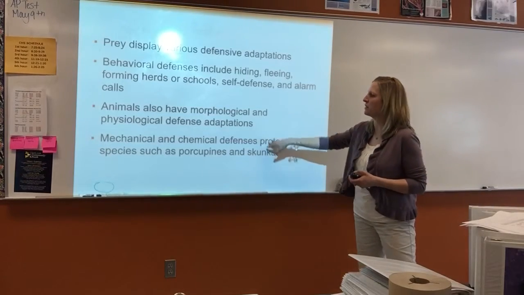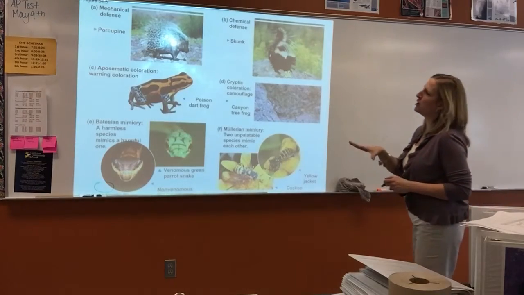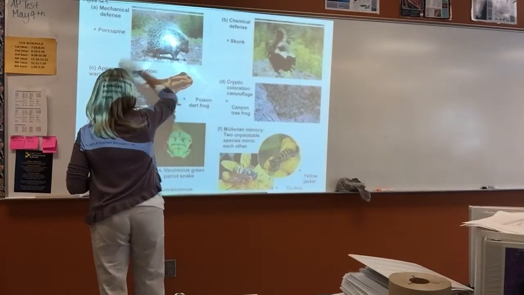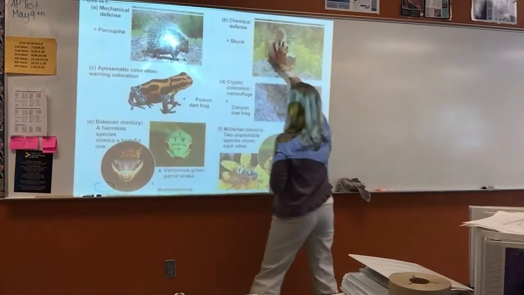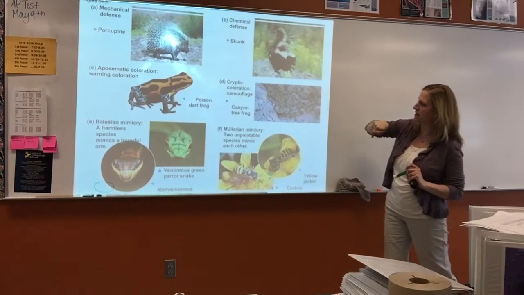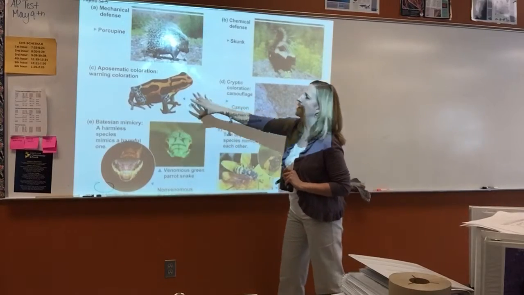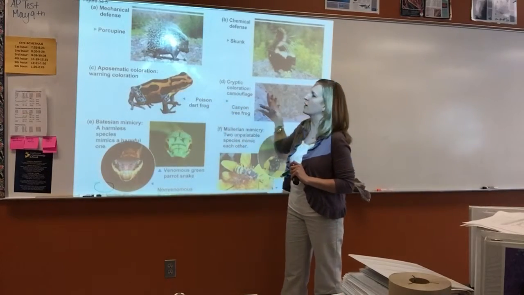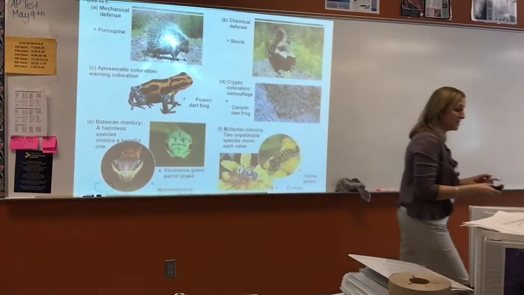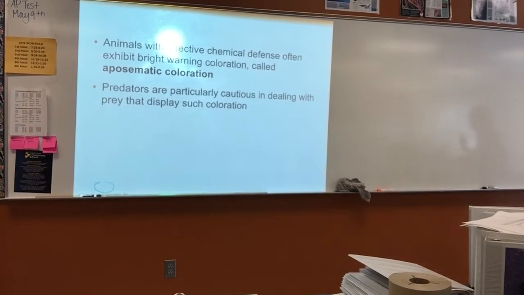So we're going to look at a couple of these other defenses here. So this gives you an overview. We're going to look at each one of these here. So here's your porcupine. It's a mechanical defense with its quills. Chemical defense with the skunk emitting a chemical that doesn't smell good. We're going to look at these guys here as we go on, where coloration and hiding and camouflage, as well as mimicking other organisms, can also be defense mechanisms.